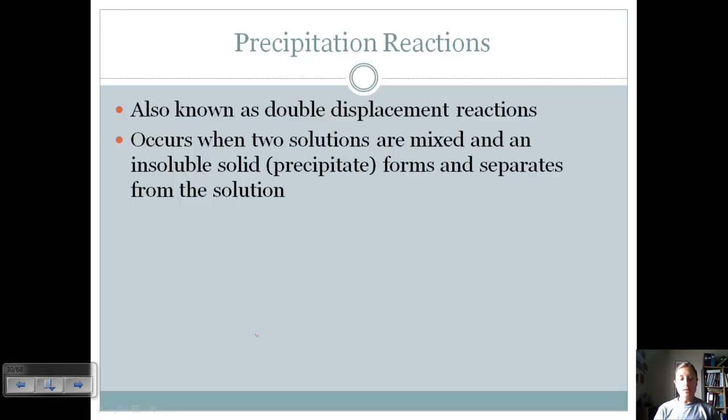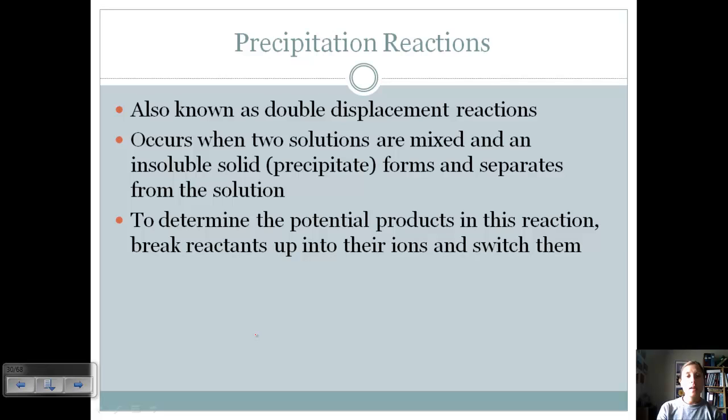from the solution. So you take two solutions, put them together, and then usually it's some sort of precipitate that forms at the bottom. To determine the potential products of this type of reaction, we have to break the reactants up into their ions and then switch the partners.